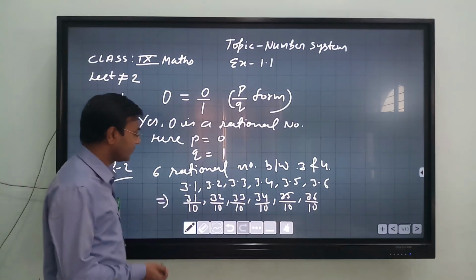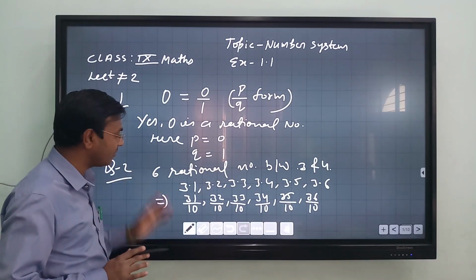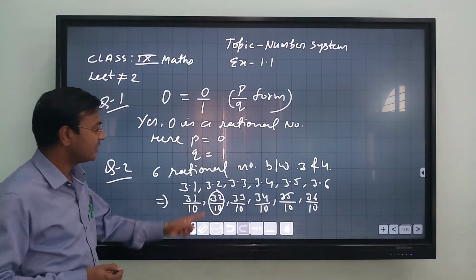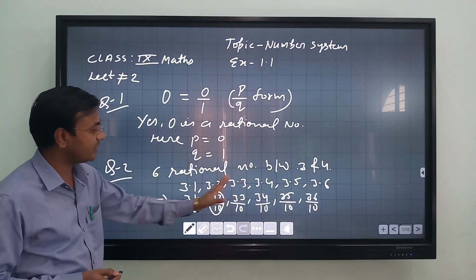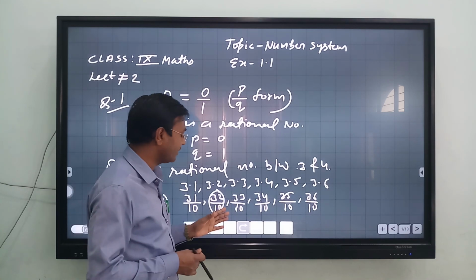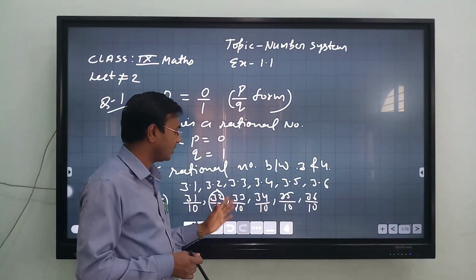We can further simplify these fractions into the simplest form. See, 31 by 10 is in simplest form because 31 is a prime number. Now 32 by 10 can be written as 16 by 5. You can cancel by 2. Similarly, 33 and 10 are not divisible by the same number. 33 is divisible by 3 and 10 is not divisible by 3, so we will not divide.